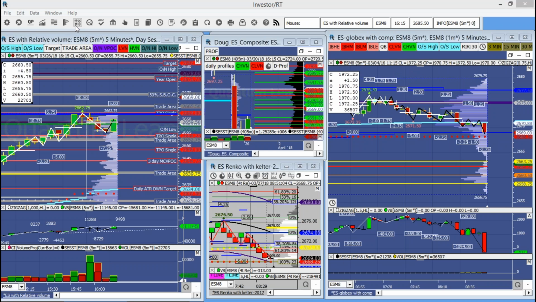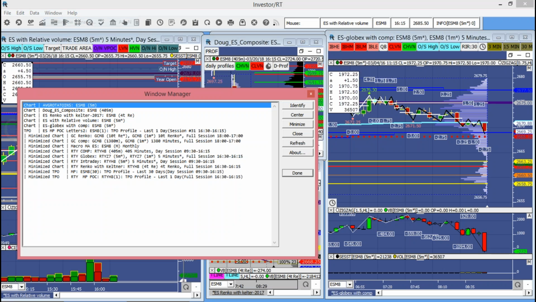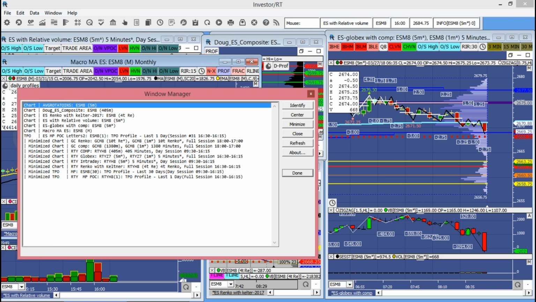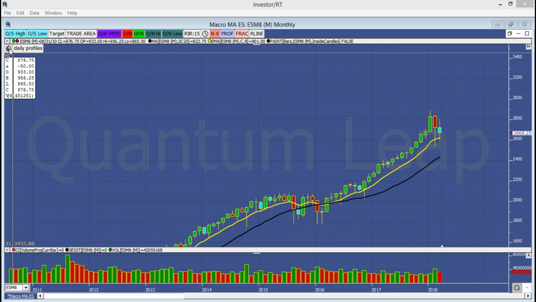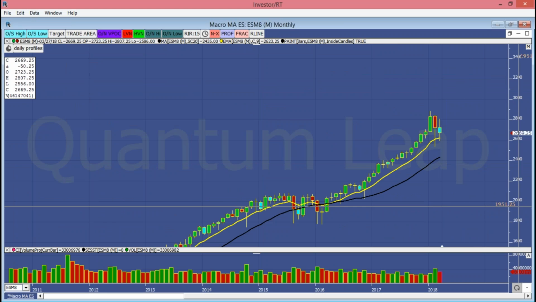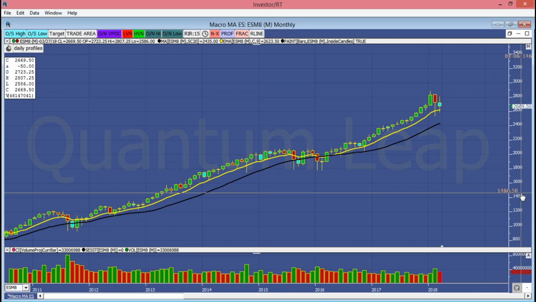Taking a look at the macro to micro, I always do the same thing every day. I look at a simple candlestick chart. I start with a monthly and work my way down in time frame. And what am I doing this for? I'm doing this to remind me where we are in the trend in terms of the larger time frames down.